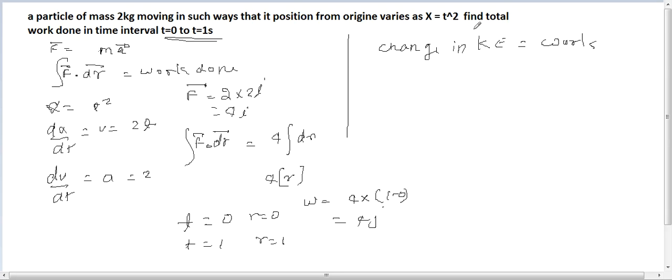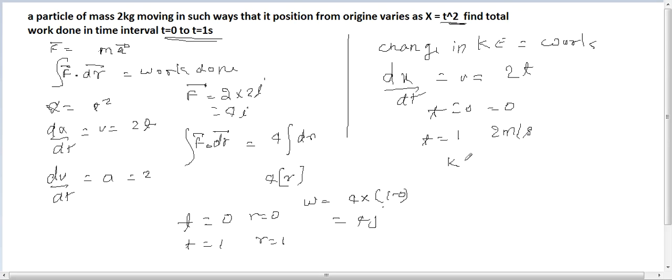Okay guys, if we differentiate x once, dx by dt, which is the velocity, will be 2t. So what is the kinetic energy? At time t is equal to 0, velocity is 0, and at time t is equal to 1, what is the velocity? At time t is equal to 1, velocity is 2 meter per second. So what is the change in kinetic energy? What is the final kinetic energy? Final kinetic energy K2 is equal to half into 2 into 2 square.